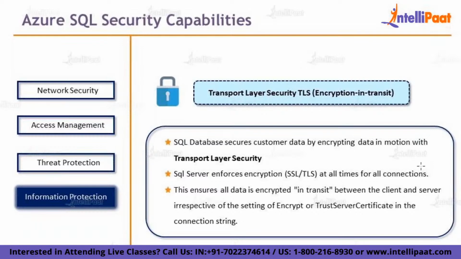So you always have the capacity of the transport security layer for your threats. This ensures that all data in transit, meaning your inbound data and your outbound data, between the client and the server, irrespective of the setting of encrypt or trust server certificate in the connection string, is secure. So it is another layer of extra security that Microsoft provides on top of the HTTPS layer, the SSL TLS layer. At any given point of time, the data that you're using is secure. This is again another guarantee from Microsoft.